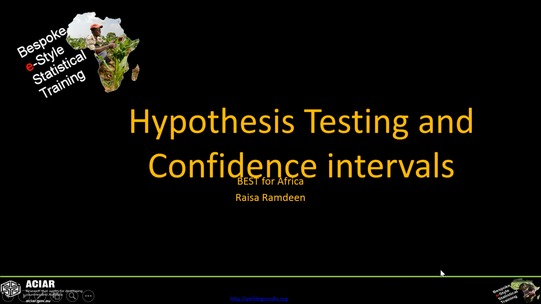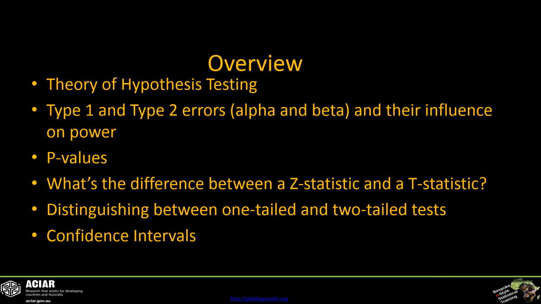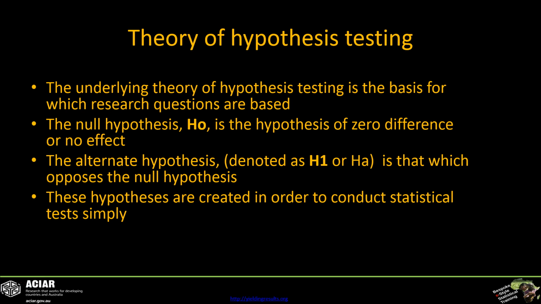This is talking about hypothesis testing and confidence intervals. The theory of hypothesis testing involves the fact that you take your research question and you develop it into a question for your statistical testing. We have type 1 and type 2 errors, which are called alpha and beta, and their influence on power. We have p-values, and we look at the difference between a z and a t-test, and distinguishing between a one-tailed and a two-tailed test, and looking at confidence intervals.